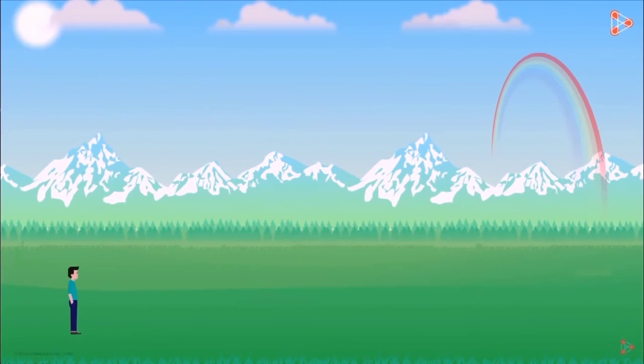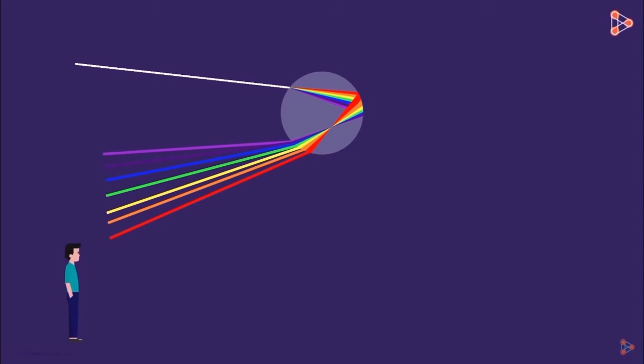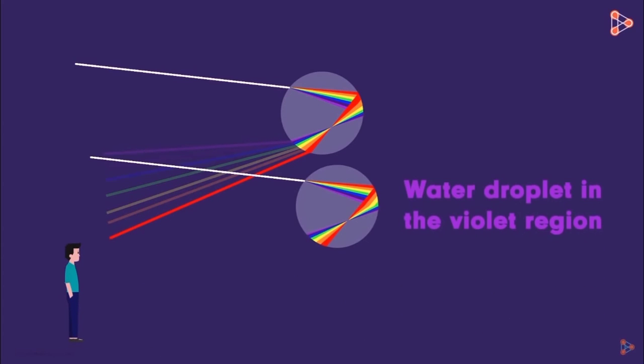The red portion of the rainbow behaves in the same way. These droplets are refracting the light of all colors. Then why are we only able to see the red color in the upper part of the rainbow? This is because only the red color from this region reaches our eyes. All other colors are refracted at such large angles that they do not reach our eyes on the ground. The same thing happens for other colors of the rainbow.